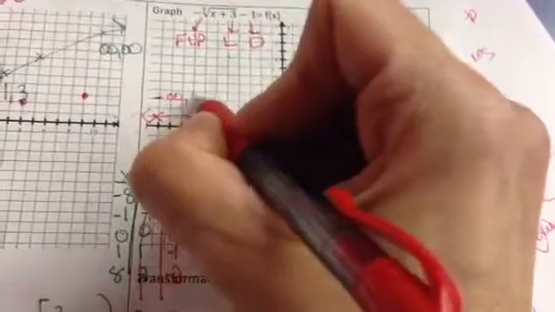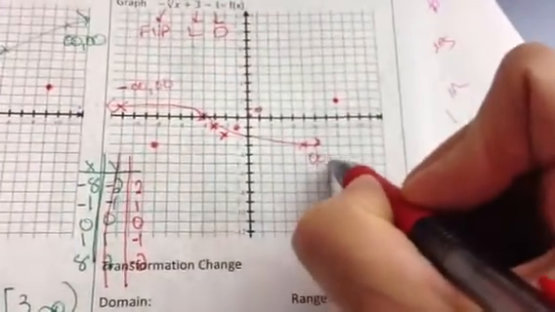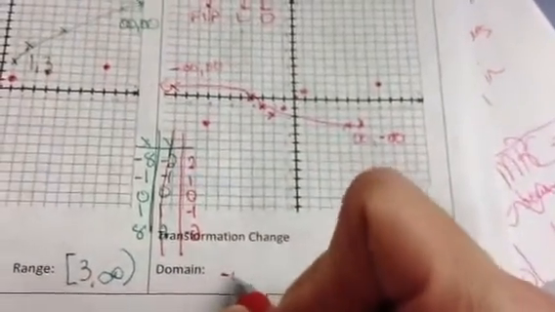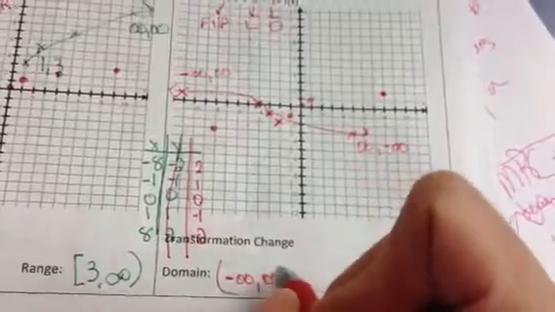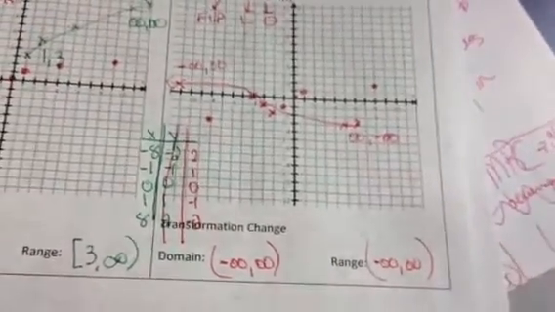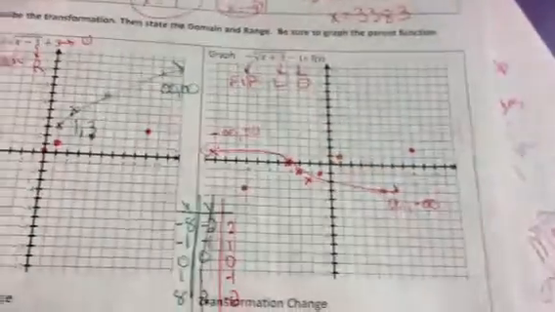As for domain and range, as x is getting smaller, y is getting bigger, and as x is getting bigger, y is getting smaller. So the domain goes from -infinity to infinity, but so does the range. So unfortunately, the way I set this up, I have to write it twice. Okay, and again, the transformation change I just set up here, so I'm not going to do that twice.